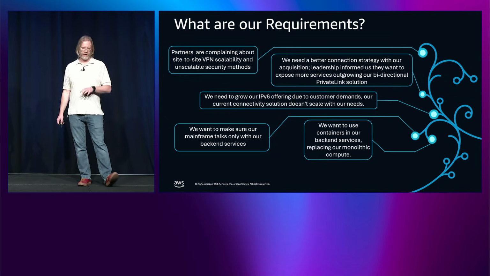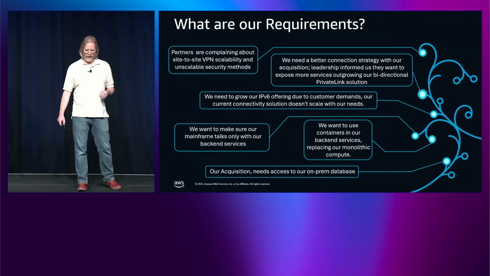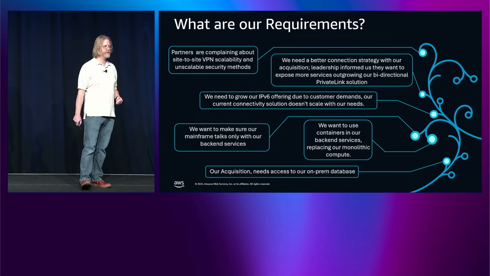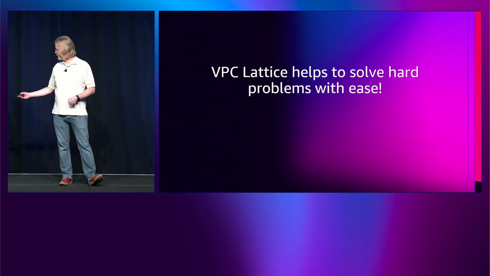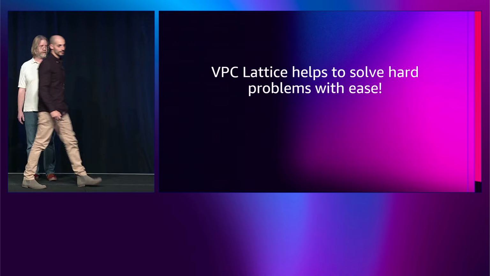We also want to use our containers. This is the big meat, right, where we want to upgrade those monolithic EC2 instances in VPC2 to containers. And then, of course, with our acquisition, it needs on-prem access to our database. There's got to be a better way than having a separate Direct Connect. Yusin's going to take us through VPC Lattice and how it helps us solve these problems.